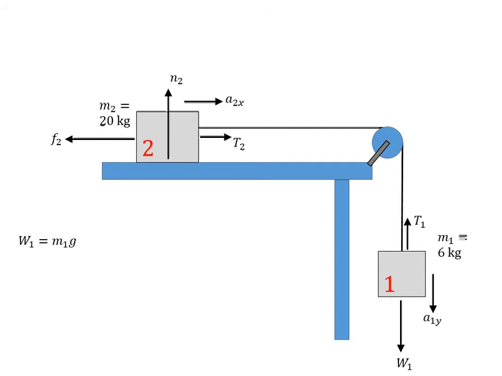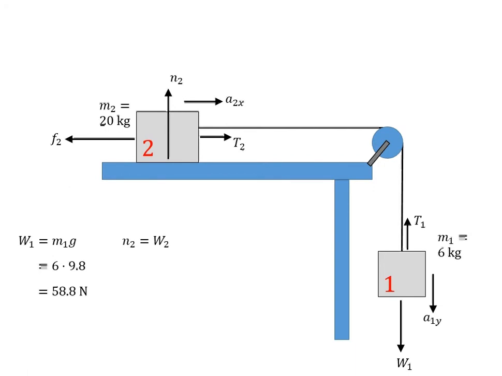The weight of object 1, of course, is going to come from the mass times the acceleration due to gravity. And we'll go ahead and plug in some numbers. The mass of object 1 is 6 kilograms. Acceleration due to gravity is our old friend, 9.8. That gives a downward force of about 58.8 newtons applied to object 1.